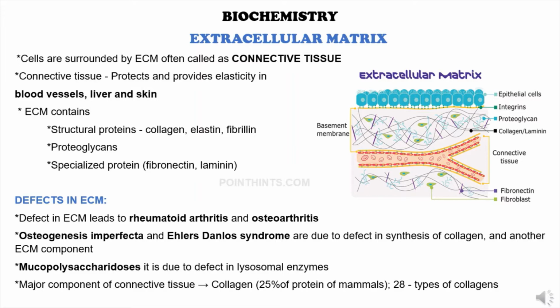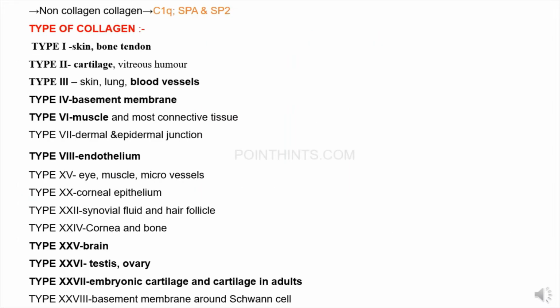Mucopolysaccharidosis is due to a defect in a lysosomal enzyme, in which the glycosaminoglycans, or mucopolysaccharides, accumulate in our body. Major components of connective tissue: in mammals, 25% of proteins are collagen. There are 28 types of collagen. The complement component C1q and the surfactant pulmonary proteins SPA and SPD are not classified as collagen but have a collagen-like domain. They are called non-collagen collagens.